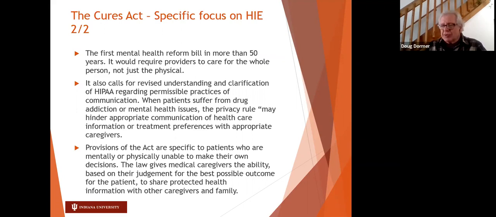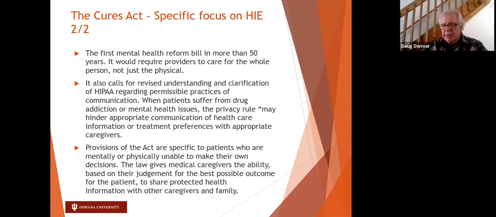And that will beg a whole host of issues through the course of the semester on what is the role of the patient to moderate, to dictate, to determine who gets to see what information. And finally, the provisions of the Act are specific to patients who are mentally or physically unable to make their own decisions. So rather than saying it's the patient only, it elevated the role of caregivers, family, as a participant, as a stakeholder overall. Now, there's a lot more going on in the Cures Act.